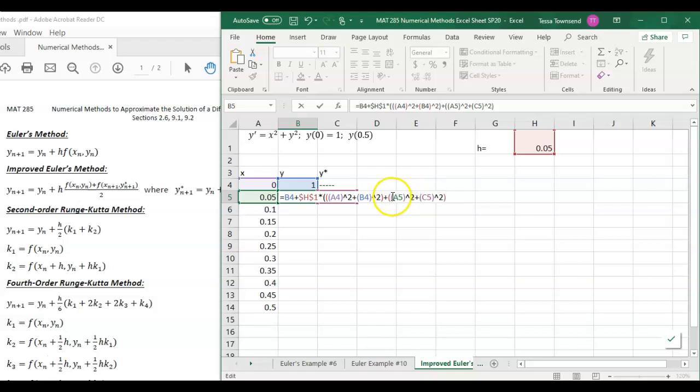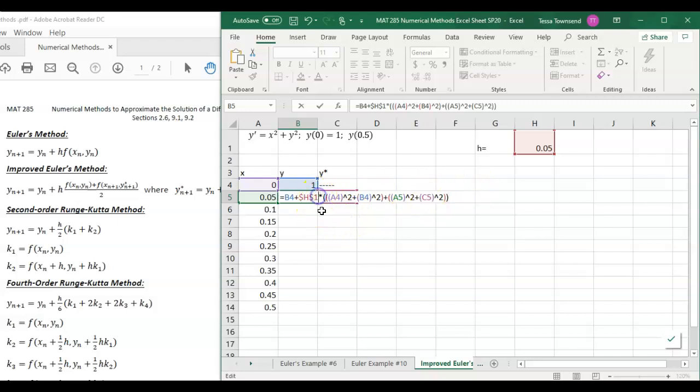So now this part of the expression is evaluating at the 0.05 and then the value that was here. I think it was 1.05. This is evaluating at 0, 1. I need one more parenthesis to close everything. Excel is picky about that. Now we need to take all of that and divide by 2.